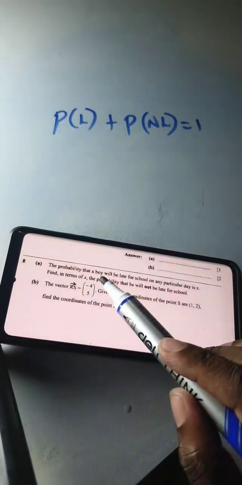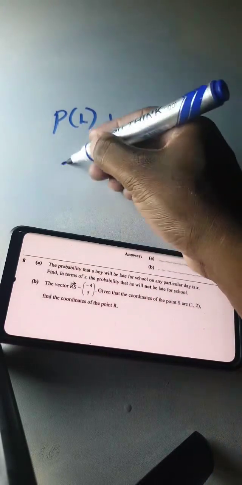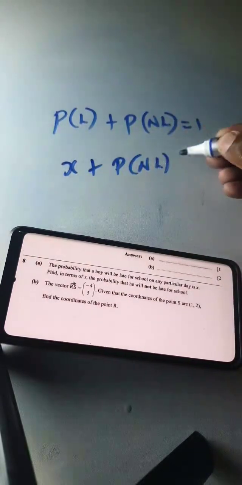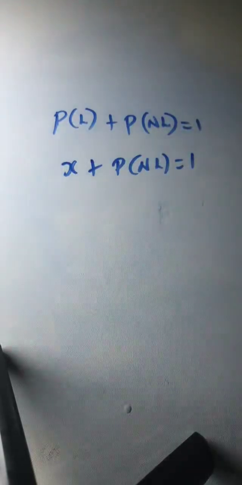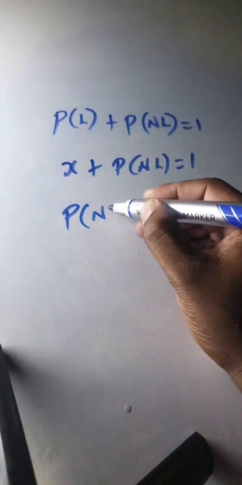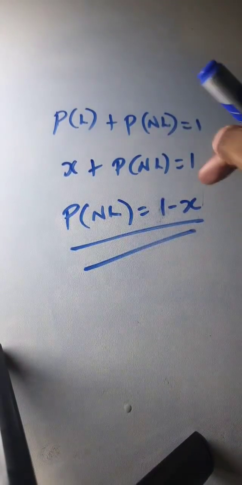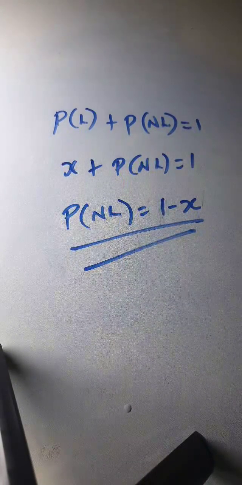They are saying the probability that a boy will be late for school on any particular day is X. So now we know this one is X. They're asking us to find the probability that he is not late to school, in terms of X. So the probability of a boy not being late to school is equal to 1 minus X. If we were given something, let's say 0.3, we would have put 0.3 there. That's what they're trying to say. If it was 0.4 or 0.7, but they have decided just to give it X.